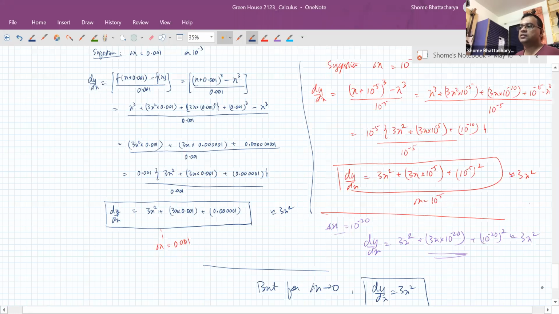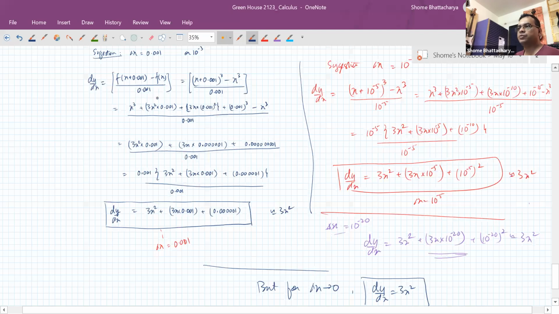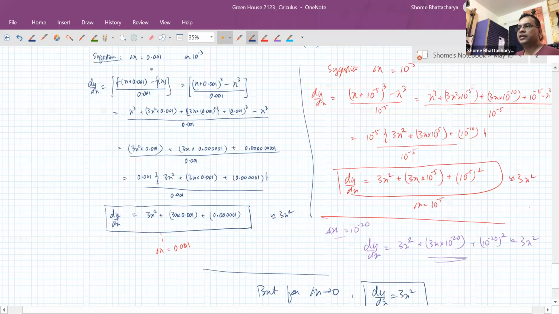So that is the whole concept of differentiation, that we are able to calculate this rate of change for such a small interval that your delta x is not 10 raised to minus 2 or 10 raised to minus 3 or 10 raised to minus 5 or minus 10, but it's unimaginably small. So it's tending to 0.